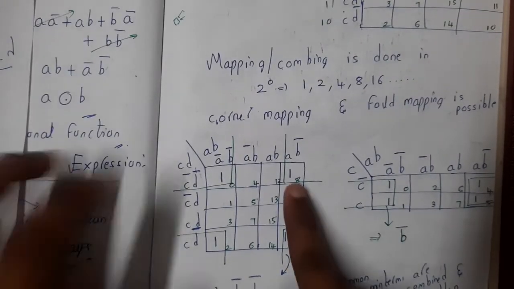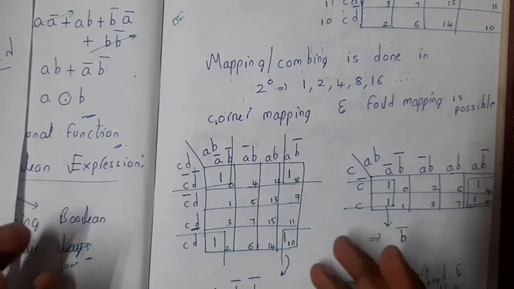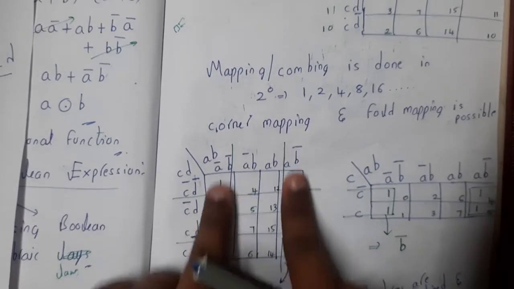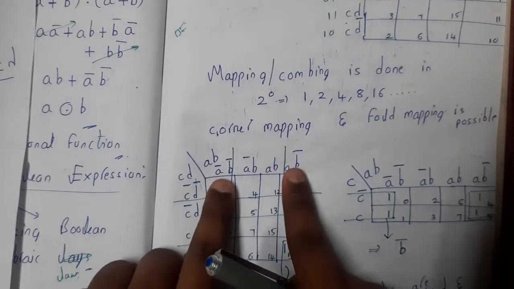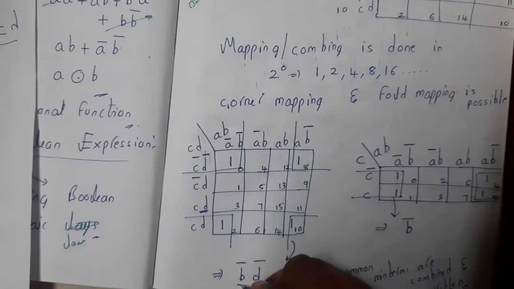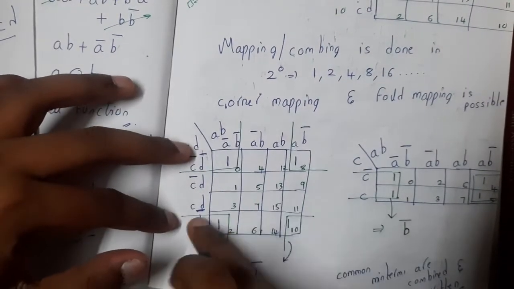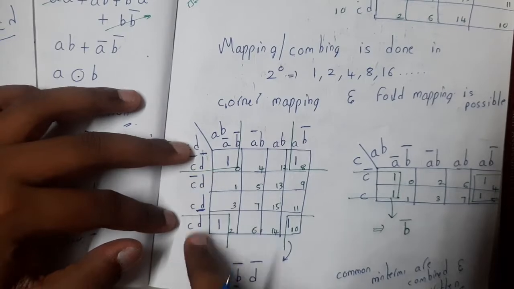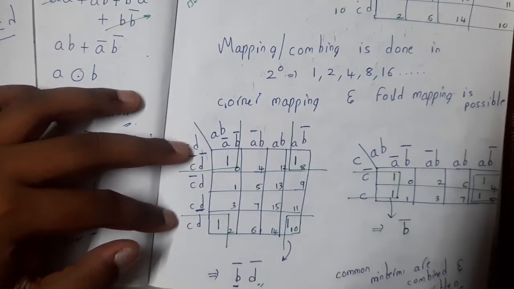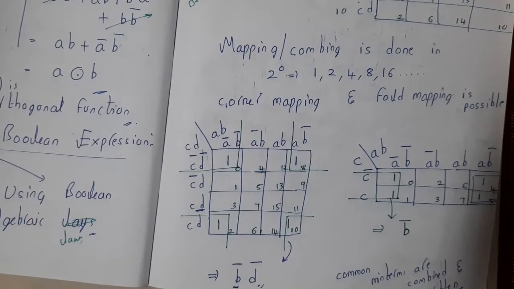So if you take this example, here we combined 4 different corners, right? So now observe these two. Basically these two rows are there. In these two, which is common, guys? B bar is common, so write B bar here. And in between these two rows, which is common? D bar. So that is the result. It's quite an easy thing. The only thing is you need practice, guys.